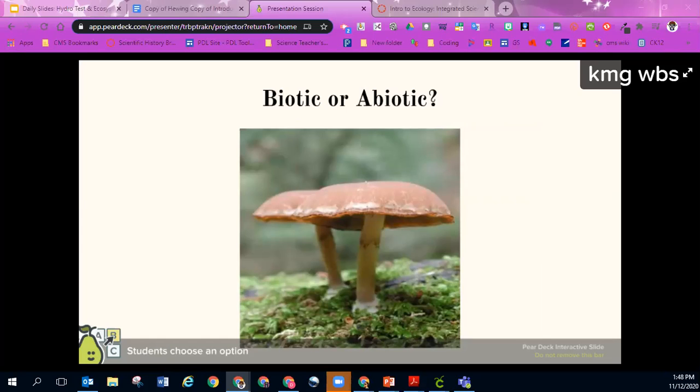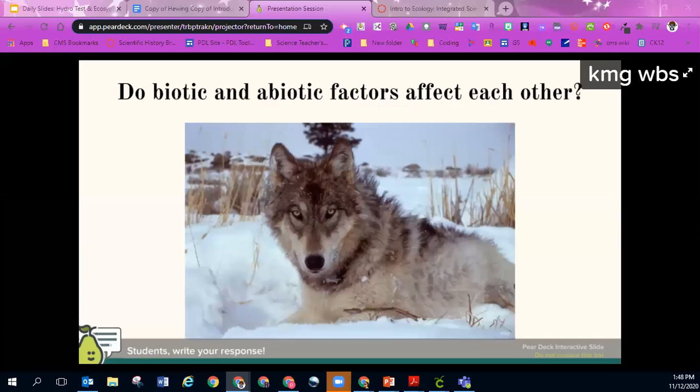It is biotic. All right, so this one is a little bit of a thought question. I want to know what you think. It says, do biotic and abiotic factors affect each other? And don't type just yes or no. I need to know why you think what you think. So either yes, they do because, or no, they don't because, or I don't think so because. Just make sure you have the because with your explanation in it.